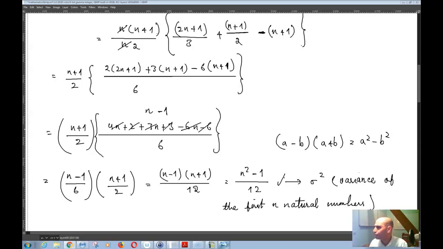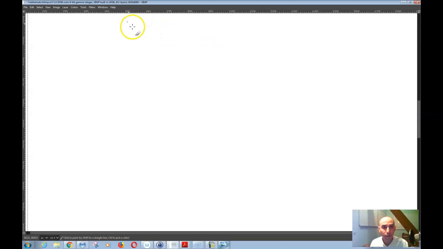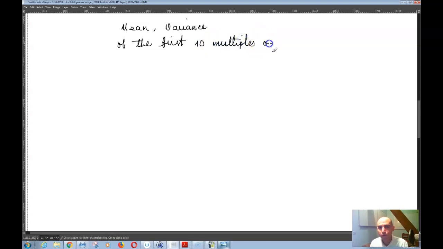Now, the next question that we have here is question number 3. We want to find the mean and the variance of the first 10 multiples of 3.